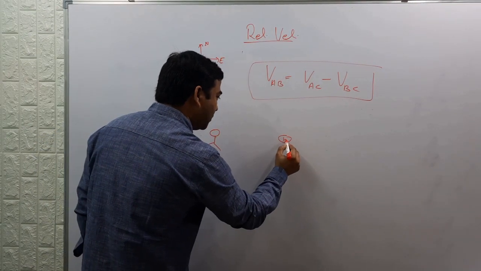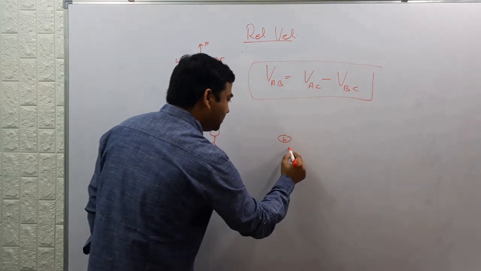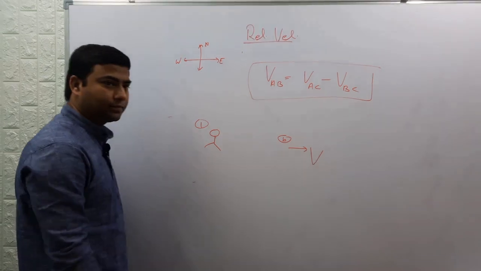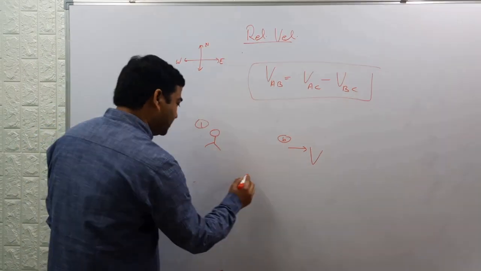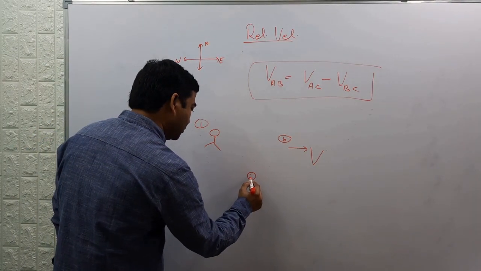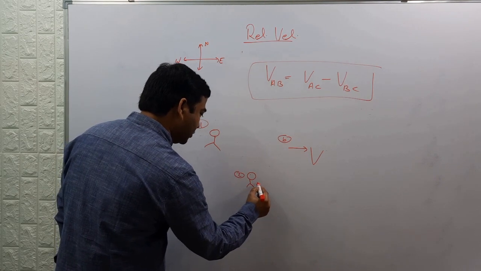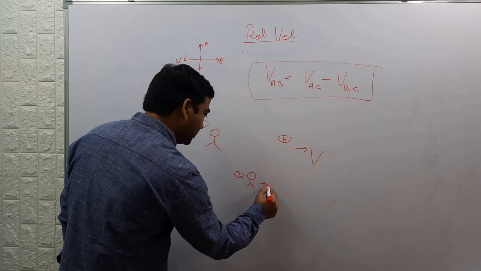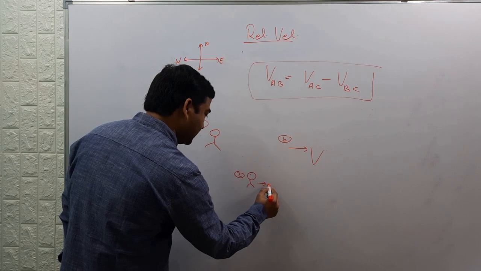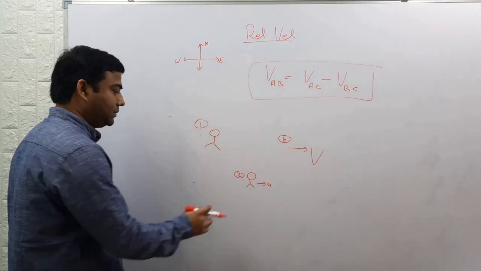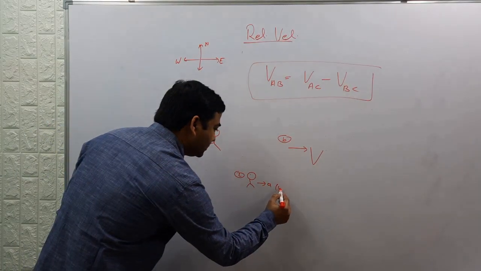This observer, this is a ball. This ball is moving with velocity v. Let there be another observer 2, and this observer is moving with velocity a. So just for understanding purpose, a velocity.